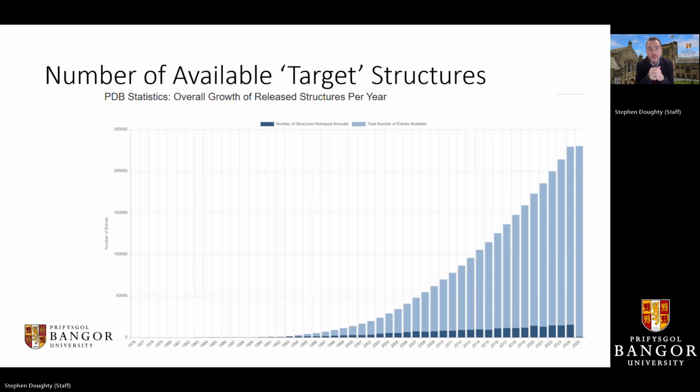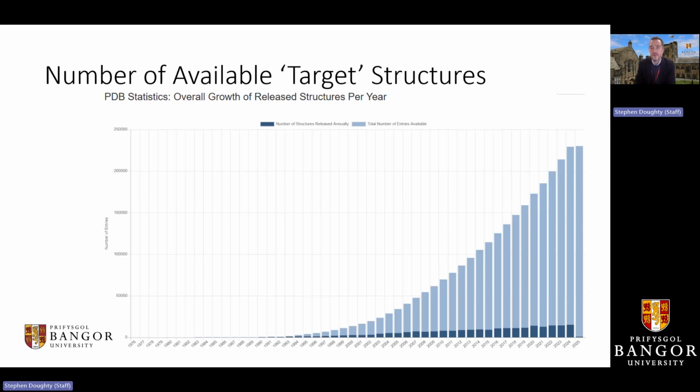So once again, just looking at where we're at, this is a graph of the number of structures in a database called the Protein Data Bank, the PDB. So these are known structures where someone's done an experiment and we know where the atoms are, and that's then deposited for researchers to be able to use.